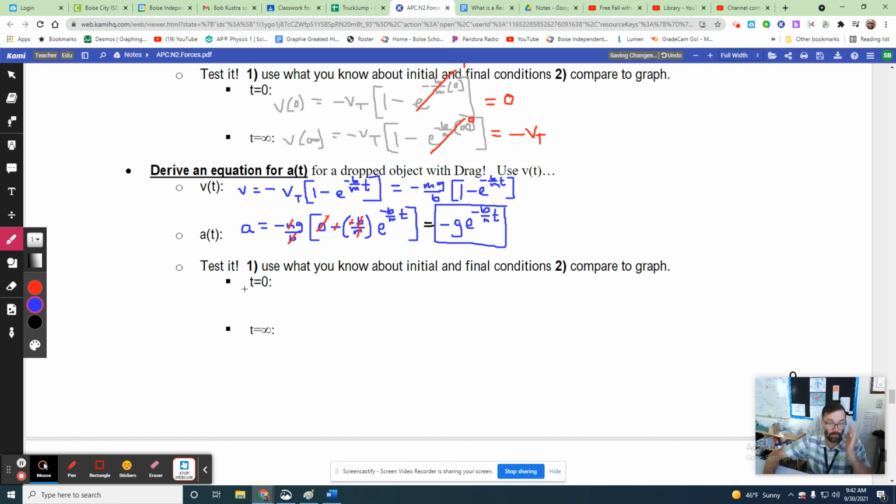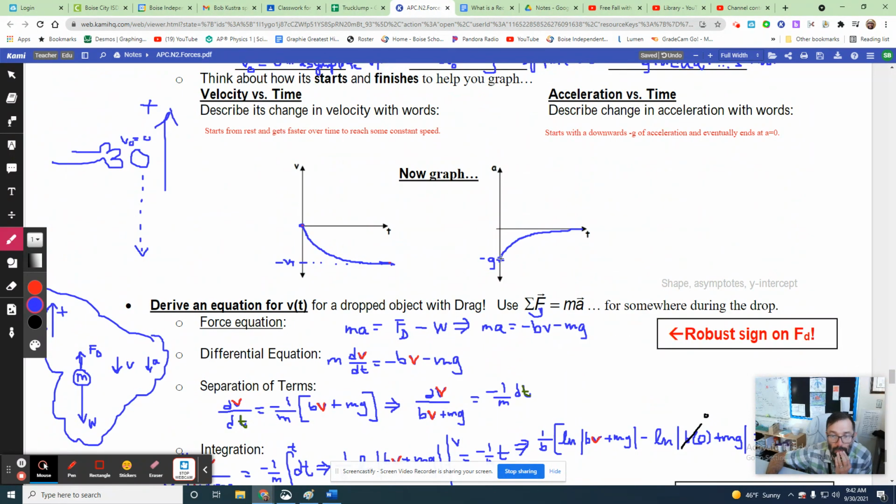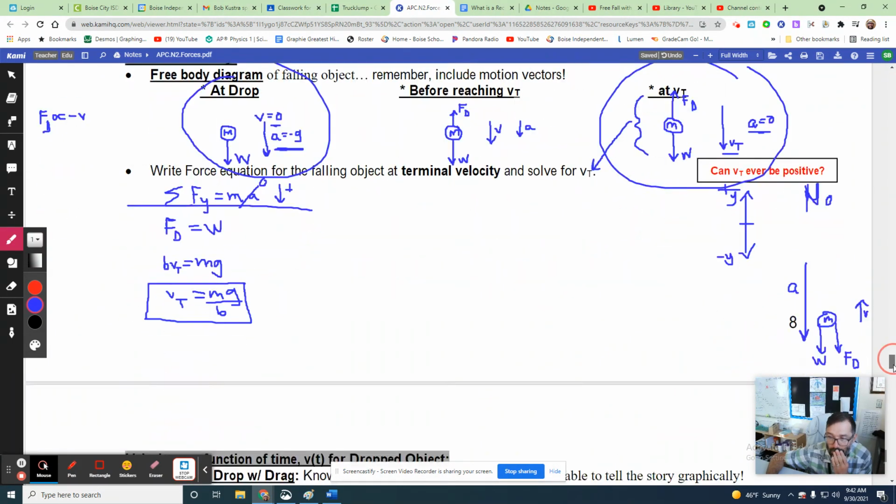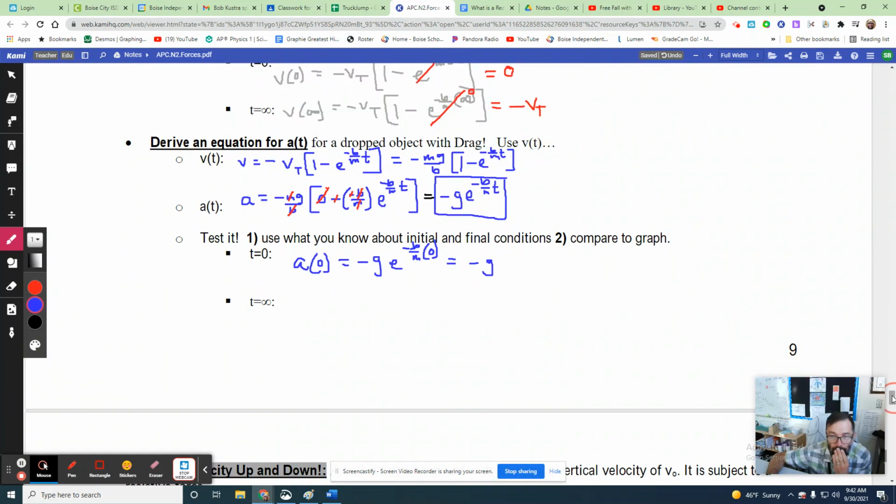So let's test it out. Okay, so a of t equals 0, what are we going to get on this thing? Negative g e to the negative b over m times t, where t is equal to 0. Anything to the 0th power is just 1. So this is just a negative g right away. And heck yeah, that matches what we said. It should be initially at a negative g because that's the only weight acting on this mass. Very good. Testing the boundary conditions is so important.